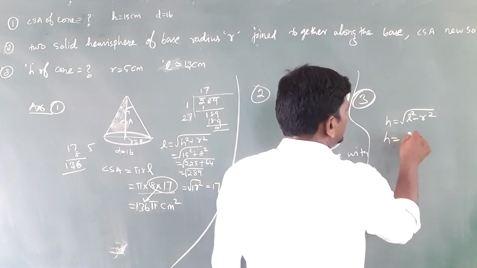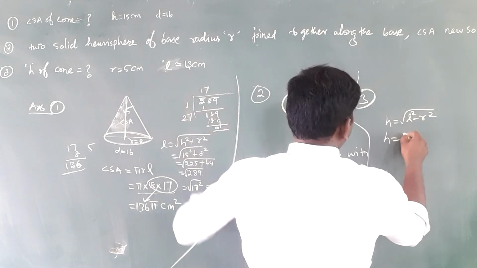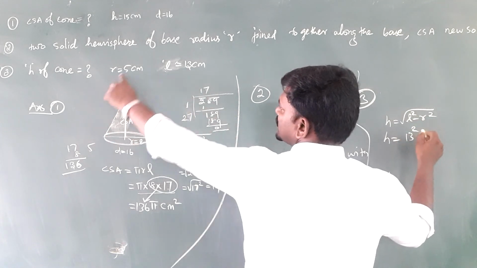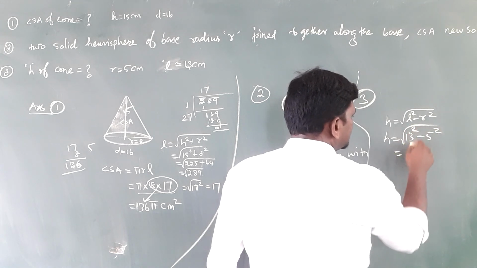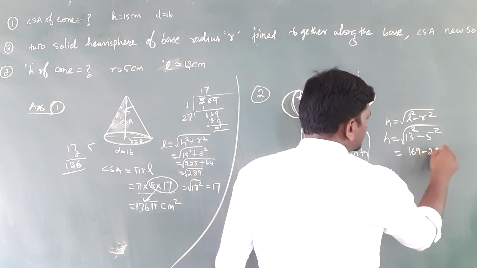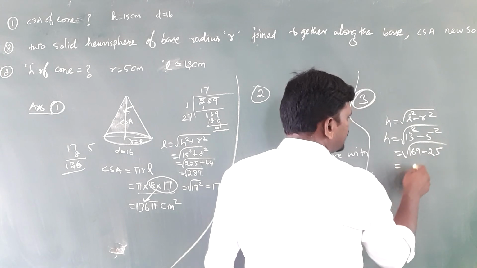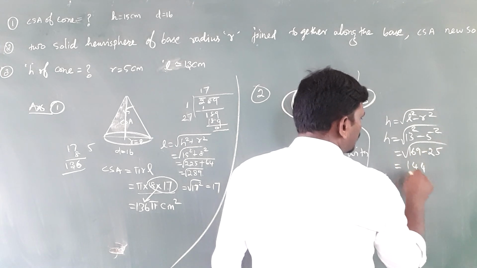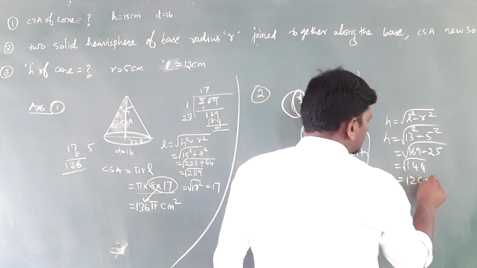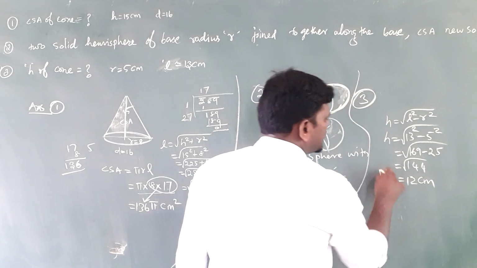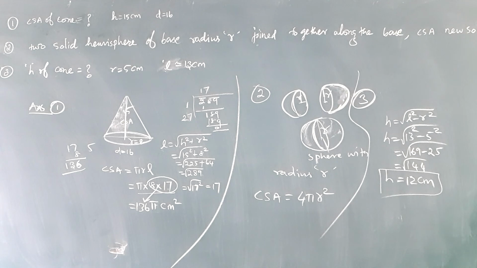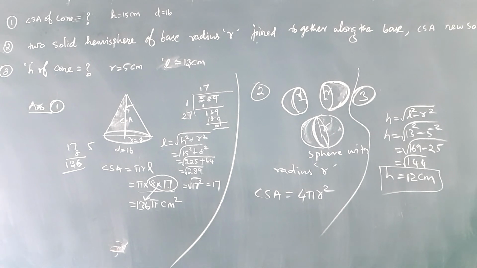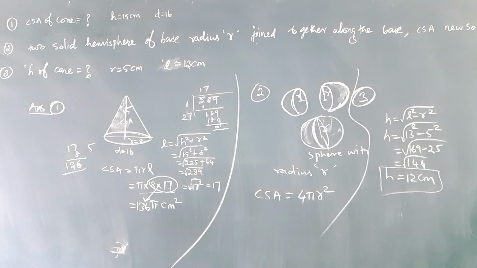So, h is equal to square root of 13 square minus 5 square. So, 13 13s are 169 minus 5 5s are 25. So, 144, the square root is 12 centimeter. This is the height of the cone. So, it is the very simple way. Similarly, we have to solve all the problems which are given in the exercise 7.5.